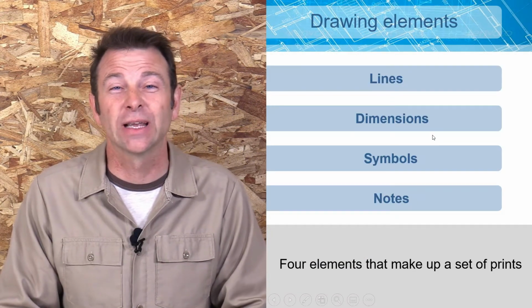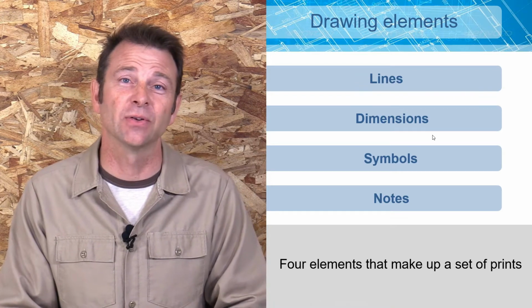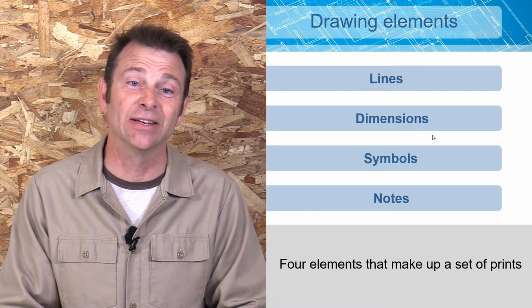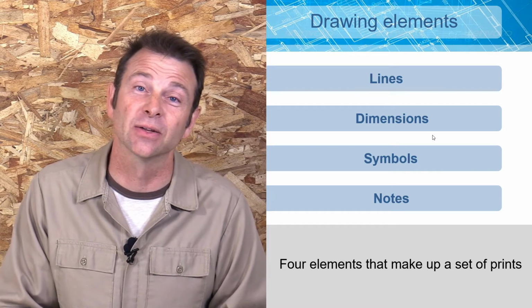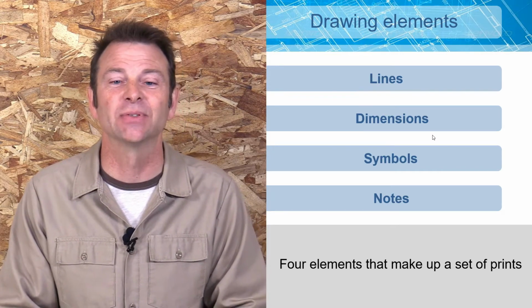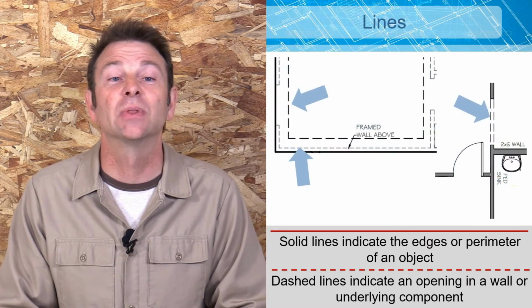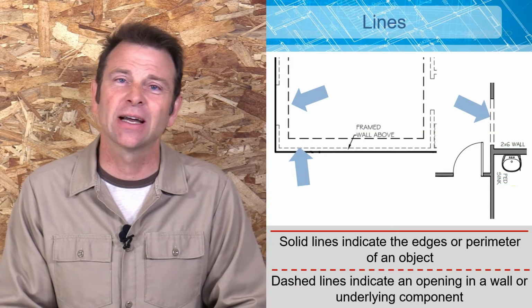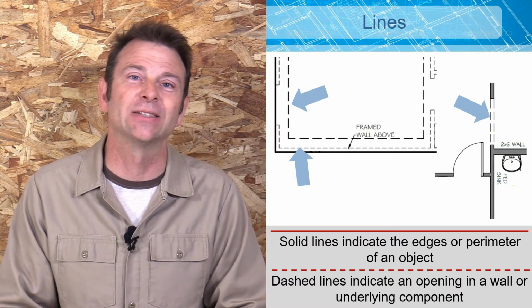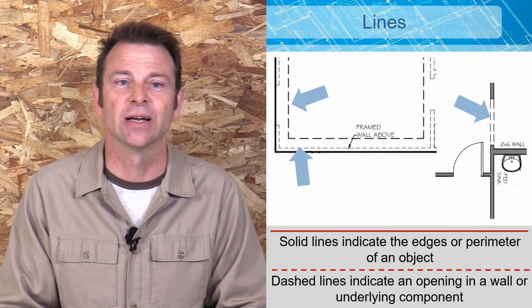Let's go over some drawing elements that we're going to find. These are universal elements you're going to see in any drawing. This is going to include lines, dimensions, symbols, and notes. So let's start with lines. Lines are kind of the bread and butter of drawings. Without lines, we could not define the object we're trying to build.